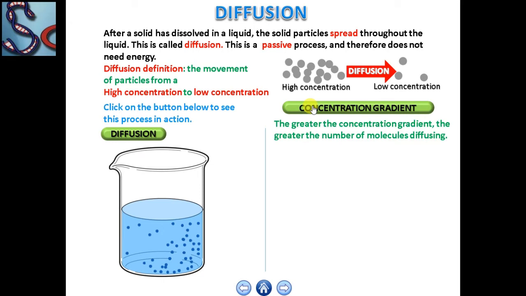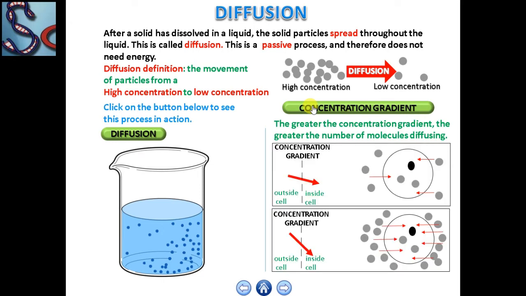In these diagrams, we see diffusion of particles across the cell membrane into an animal cell. In the first diagram, there is very little difference in the particle concentration outside and inside the cell. A low concentration gradient will result in fewer particles diffusing into the cell.